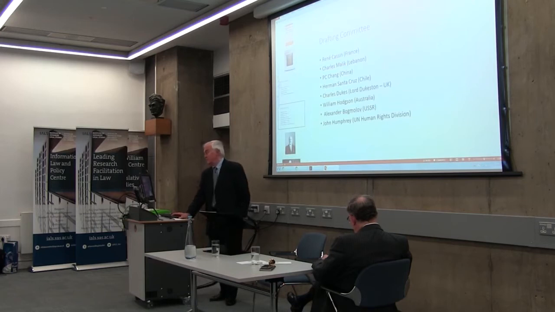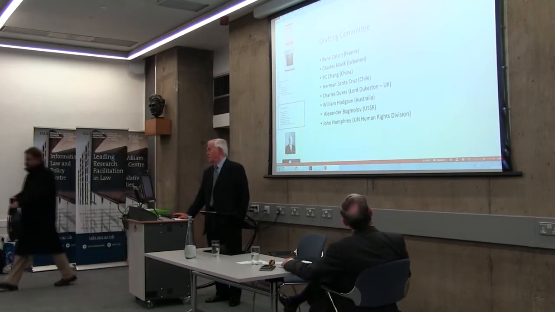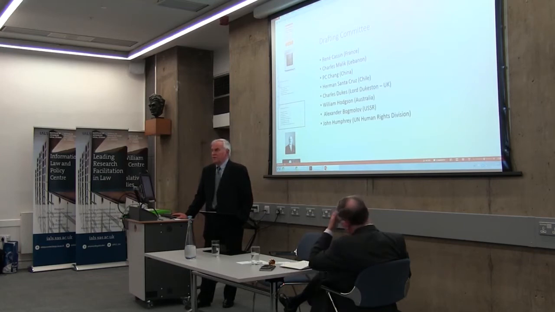The drafting committee was René Cassin from France, Charles Malik from Lebanon, P.C. Chang from China, Herman Santa Cruz from Chile, Charles Dukes, Lord Dukeston from the UK, William Hodgson from Australia, Alexander Bogomolov from the USSR, and John Humphrey. Now, John Humphrey is listed there as a member. He was actually the secretary of the committee. John Humphrey was Canadian. John Humphrey was completely bilingual. And John Humphrey was, not surprisingly, a lawyer, an academic lawyer.